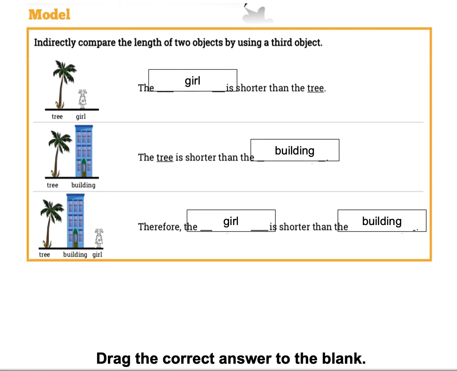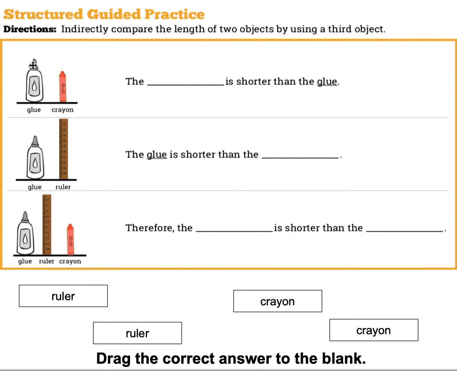Let's do one more together. We're going to indirectly compare the length of two objects by using the third object. We have glue, ruler, and we have our three objects here: glue, ruler, crayon. The blank is shorter than the glue. What am I going to put in here? You're right, the crayon.